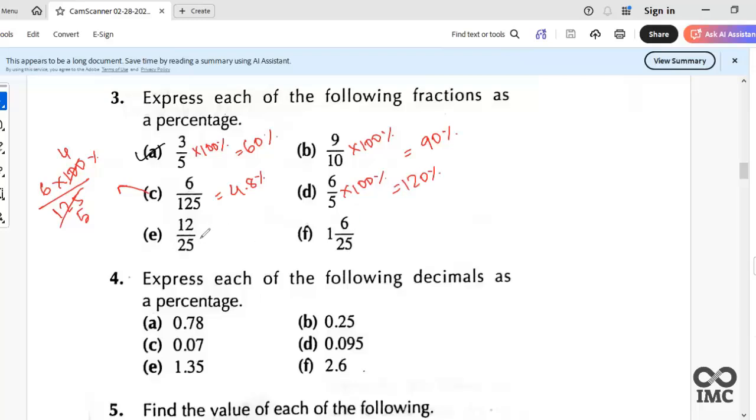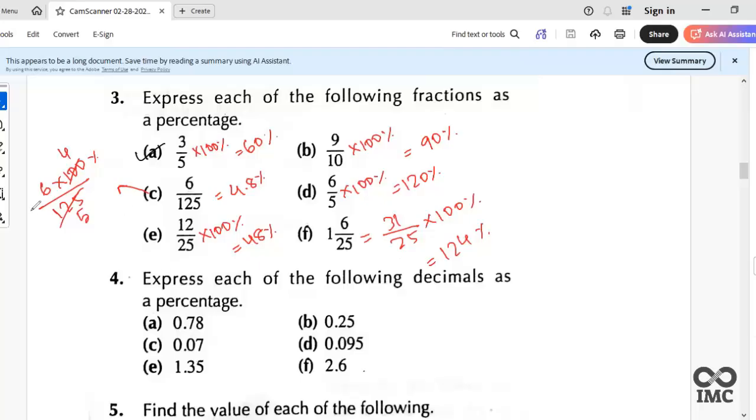Number E, 12 divided by 25 multiplied by 100%. So if we cancel 100 by 25, it will be 4. 4 12s are 48%. Then this one, 25 1s are 25 plus 6, 31. Now we need to convert into a percentage. So we'll just multiply by 100. So 100 by 25 is 4. So 4 1s are 4, 4 3s are 12. 124% will be the final answer of this question.